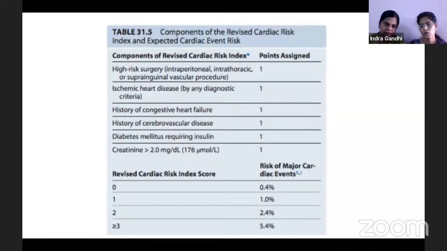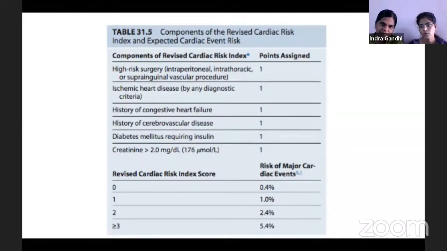The revised Goldman cardiac risk index, sir. There are cardiac risk indices, sir. So this revised is Lee's cardiac index, right? Yes, sir, the Revised Lee Cardiac Index. What are the parameters checked in this? The type of surgery, sir. Whether the patient has ischemic heart disease, a history of congestive cardiac failure, cerebrovascular accident, or diabetes mellitus requiring insulin, or serum creatinine more than 2 mg per deciliter. There are 6 parameters, and each one gives 1 point, sir.